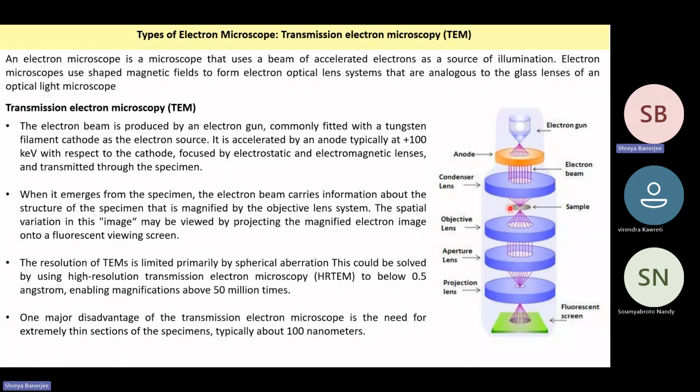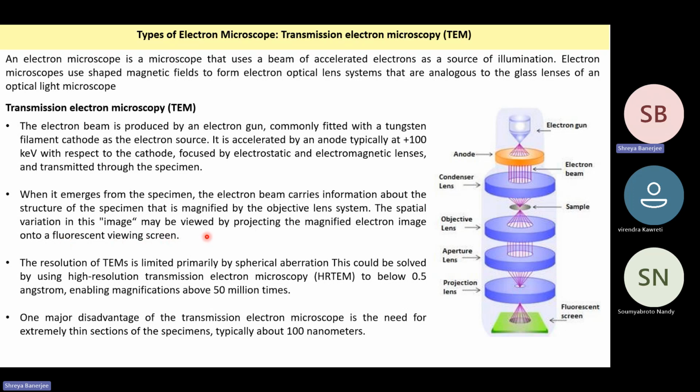Now, this is the specimen or sample. After the electron beam emerges from the sample, it carries information about the structure of the sample that is magnified by the objective lens system. So now this electron beam that is coming out has information about the structure of the sample. But here the information is still too small to observe, so it has to be magnified by this objective lens system. The spatial variation in this image may be viewed by projecting the magnified electron image onto a fluorescent viewing screen.